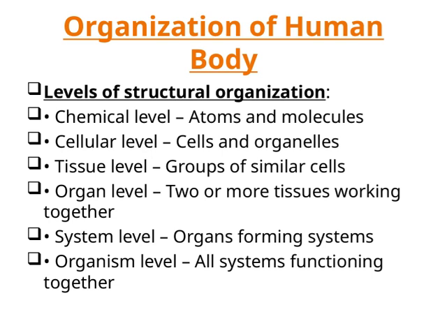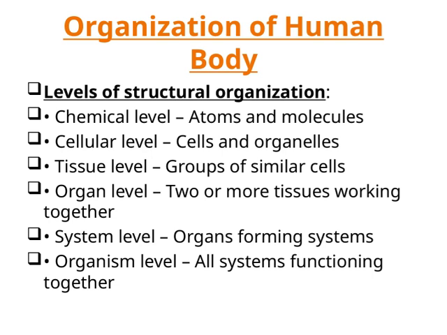Next is the tissue level, which is made up of groups of similar cells that team up to perform a common task. Think of tissues as the organized teams that make body functions more efficient. Above that, we have the organ level, where two or more tissues collaborate to form organs. For example, the heart combines muscle tissue, connective tissue, and others to pump blood effectively.